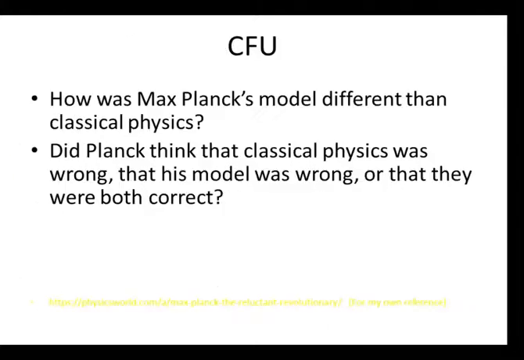Okay? So here's a question for you. How was Max Planck's model different than classical physics, so the physics that came before him? How was his model different than anything that had been said before? And did Planck think that classical physics was wrong, that his model was wrong, or that they were both correct? Okay?